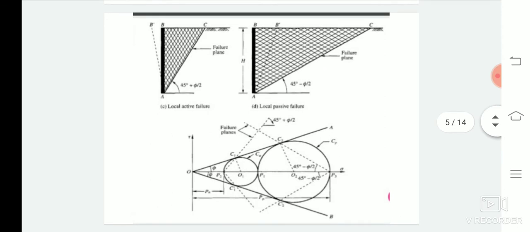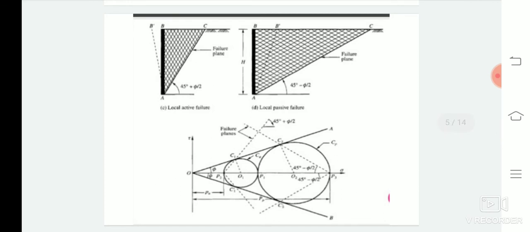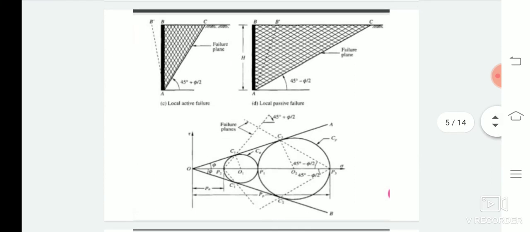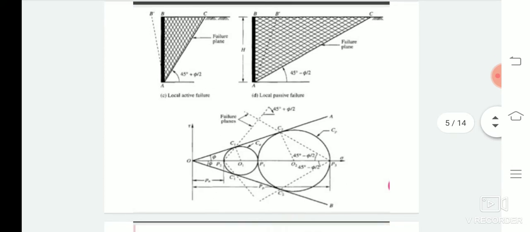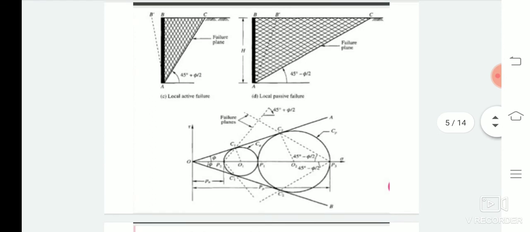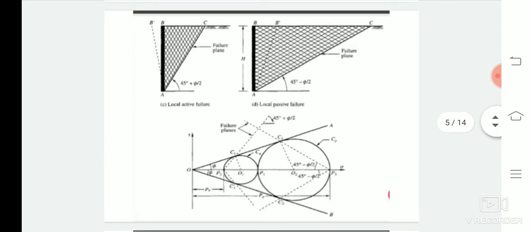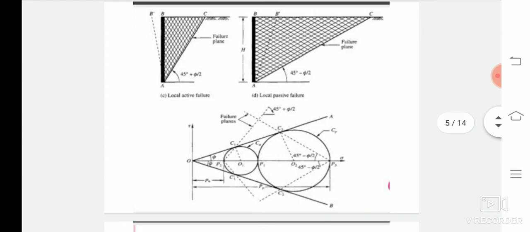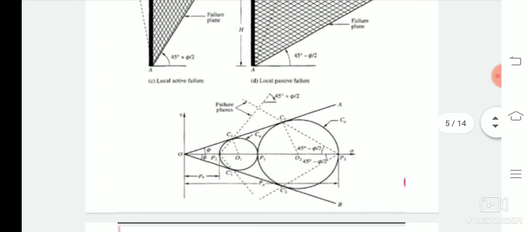Here we can see two circles, and circle 1 represents a state in which the pole, indicated by P2, corresponds to the minor principal stress, while the point P1 corresponds to the major principal stress. The circle touches the failure envelope at C1 and C1 dash, and hence P2C1 and P2C1 dash show the directions of failure planes or slip lines. These slip lines have also been shown in the next figure.